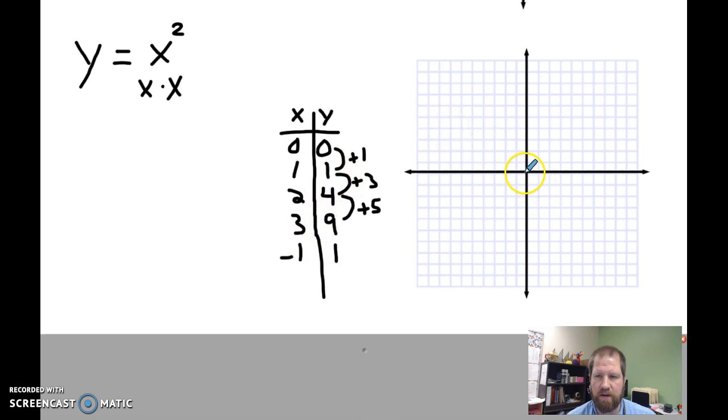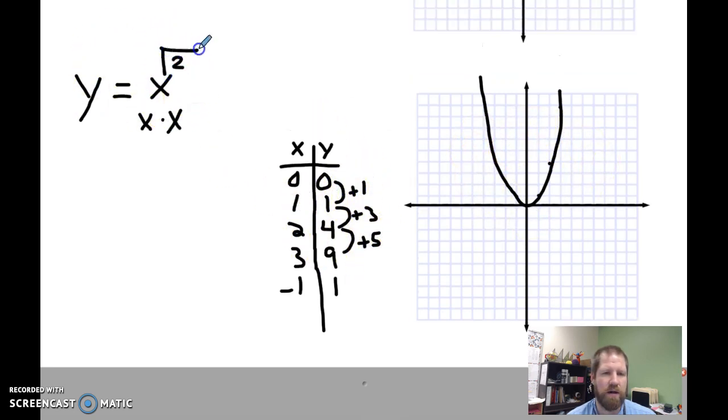And if I graphed it, I'd be at 0, 0, I'd be at 1, 1, I'd also be at negative 1, 1, I'd be at 2, 4, and 3, 9. So it looks like my graph would come down, and it might even come back up, and it would be a curve. Okay, so this is not linear. This shows me it's not linear, and the fact that I have an exponent here also tells me that this is not going to be a linear equation.